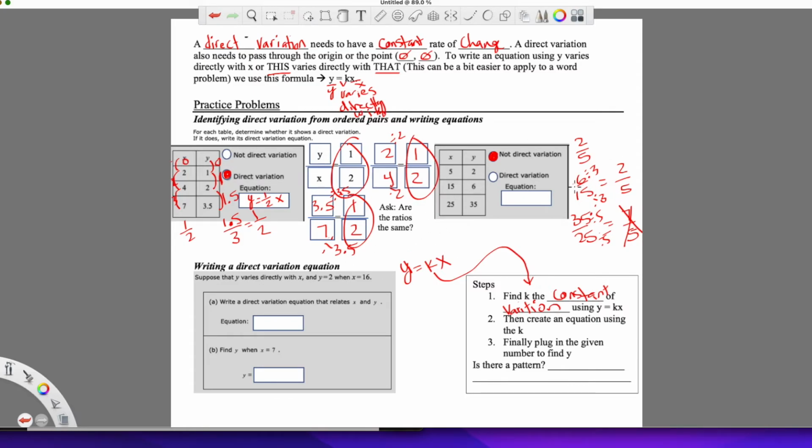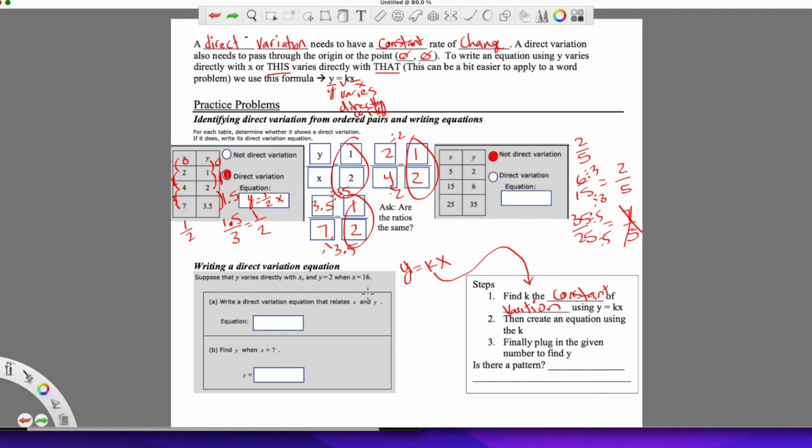We need that constant of variation to write our equation, because if you remember, that is the equation. We're not actually going to have x and y with numbers in there. We're going to literally leave them x and y. The only number that gets filled in is that k, that constant rate of variation. So using y equals kx, we're going to create an equation using k once we find it. And I'll explain how we're going to find it in just a second. And then we're going to plug in the given number to find y in the second part, because we're given two parts.